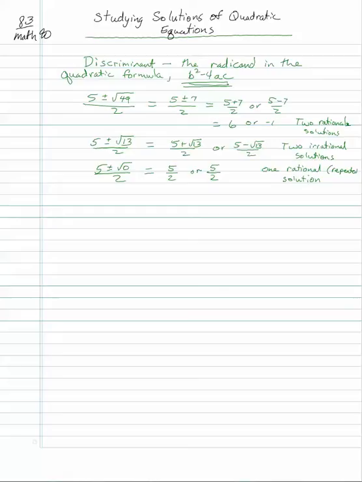Alright, and then the other case could be if the radicand was a negative number. And it doesn't matter if it's a perfect square or not, because if you had a negative number, that's going to give you two imaginary solutions.